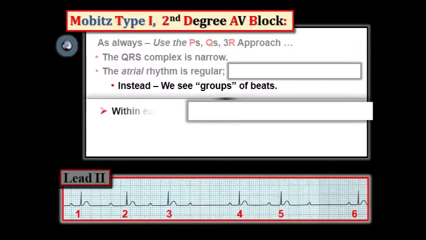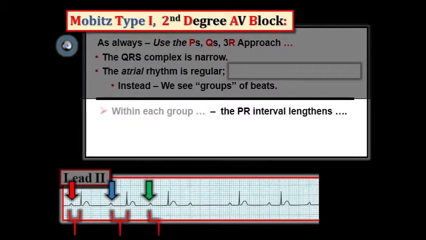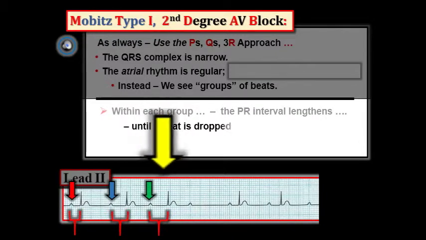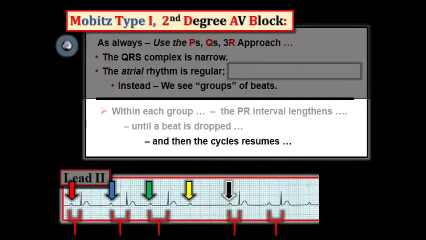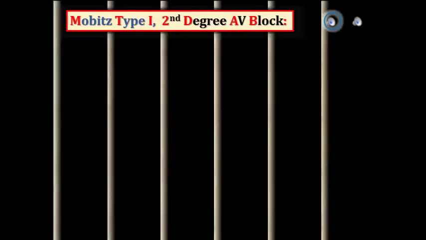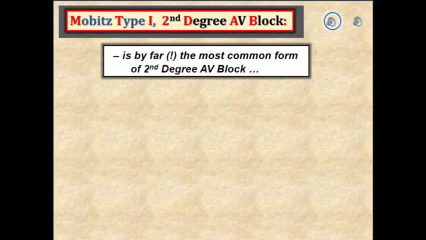Within each group, the PR interval progressively lengthens, red arrow, blue arrow, green arrow, until a beat is dropped, yellow arrow, and then the cycle resumes, black arrow, with a short PR interval at the beginning of the next group of beats. Mobitz 1 is by far the most common form of second-degree AV block. In our experience, Mobitz 1 makes up well over 90% of all second-degree AV blocks, so it's important to recognize.